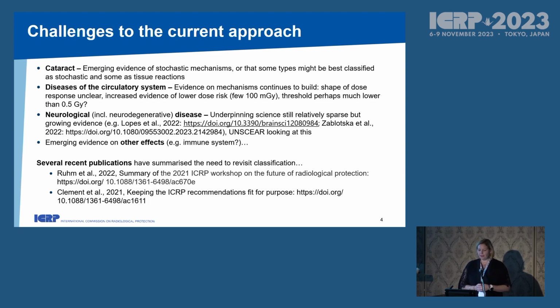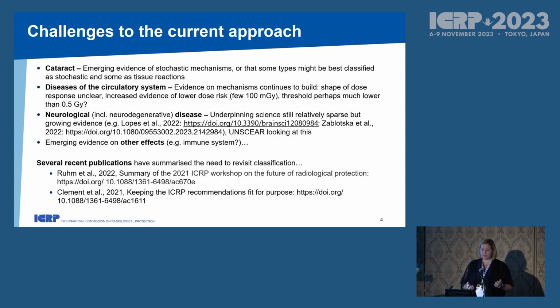We've already heard a lot about diseases of the circulatory system. We are continuing to gather evidence about what's happening here. Of course, diseases of the circulatory system are a number of different types of things: stroke, ischemic heart disease, and vascular remodeling, all sorts of things. There is clear evidence of some risks at about a few hundred milligray, and as has nicely been outlined, the threshold might be somewhat lower than the 0.5 gray, which is currently proposed.